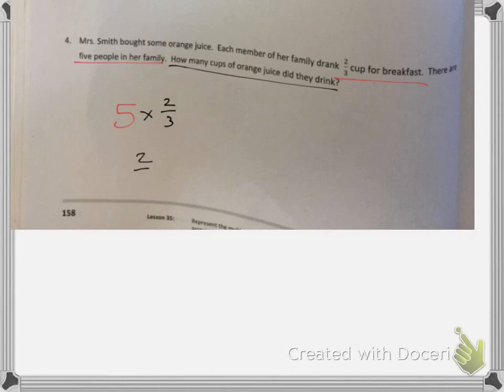I mean, you can add it if you want. Right? You can do this. It's just going to take a lot longer for you to do it. That's all. So instead of adding all of them like this, we can multiply 5 times 2/3.